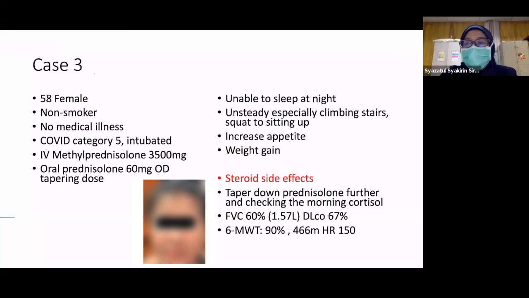What happened after discharge? She can't sleep at night. All these are telling you of steroid toxicity: unsteady, especially climbing stairs. This is because of steroid myopathy, increased appetite, weight gain, and all these are steroid side effects. We tapered down the prednisolone quickly, and her FVC of 60% is still restrictive.